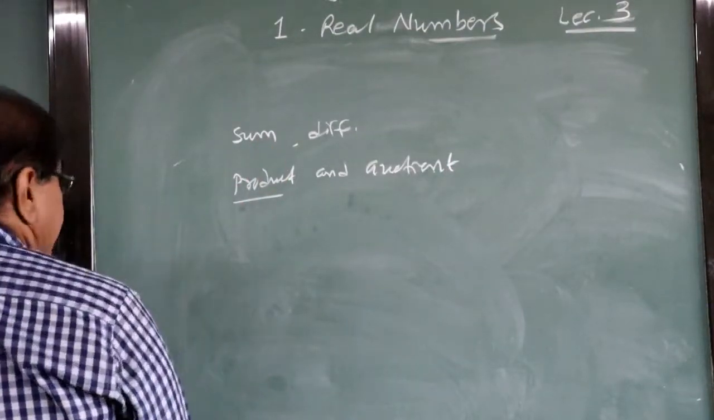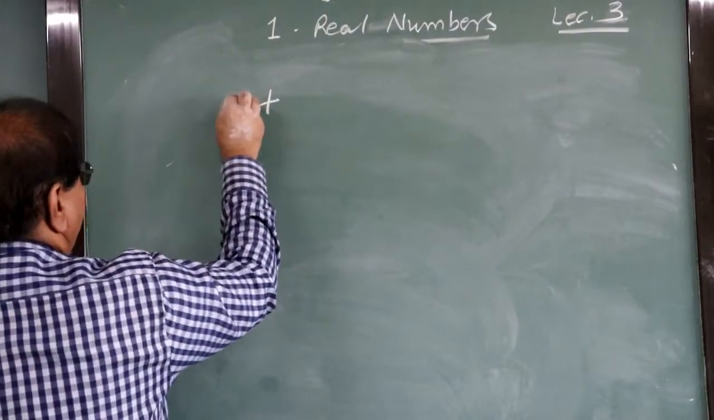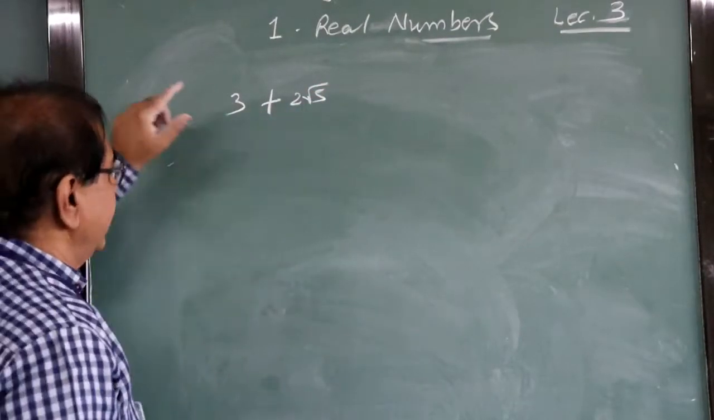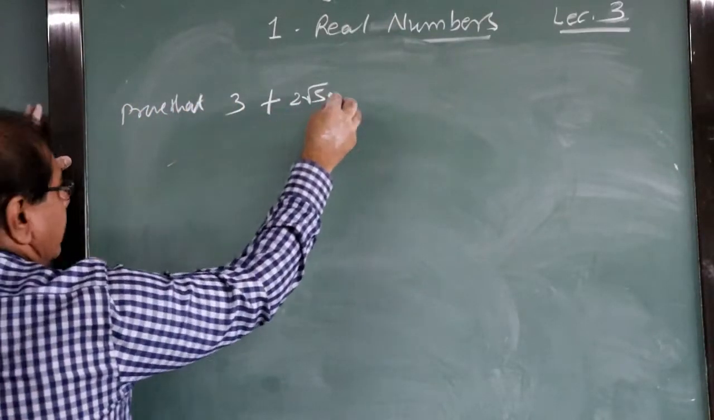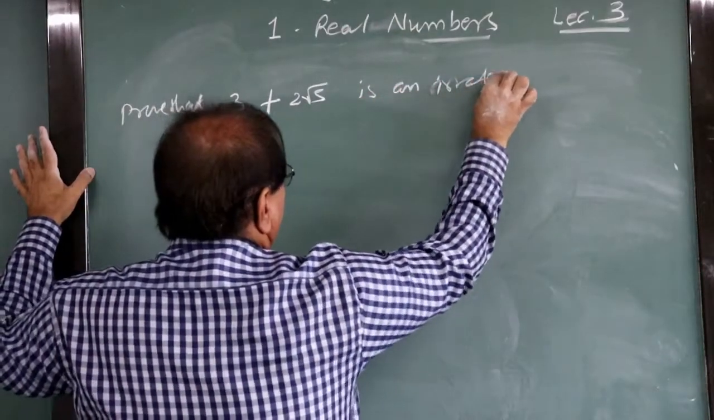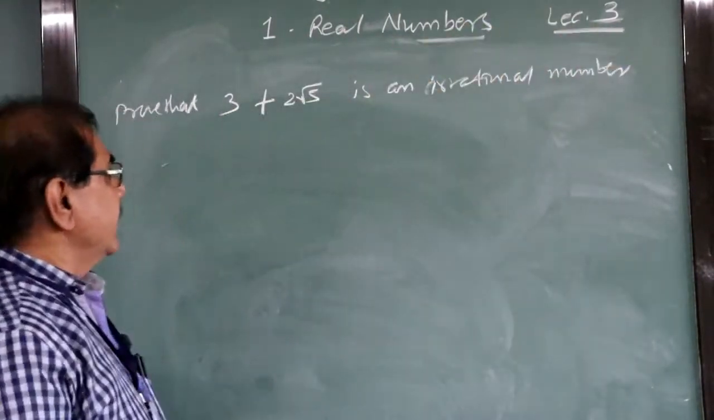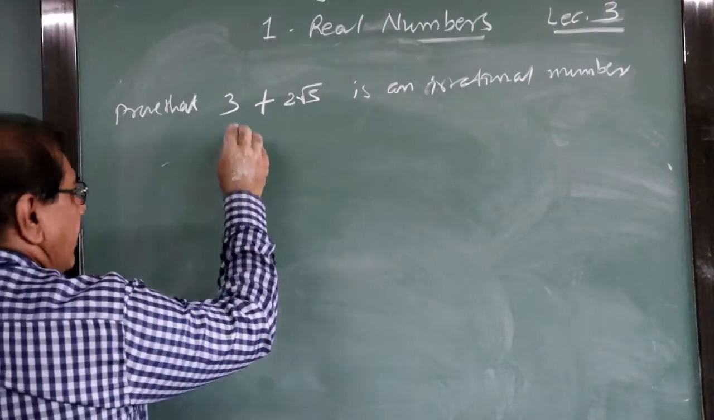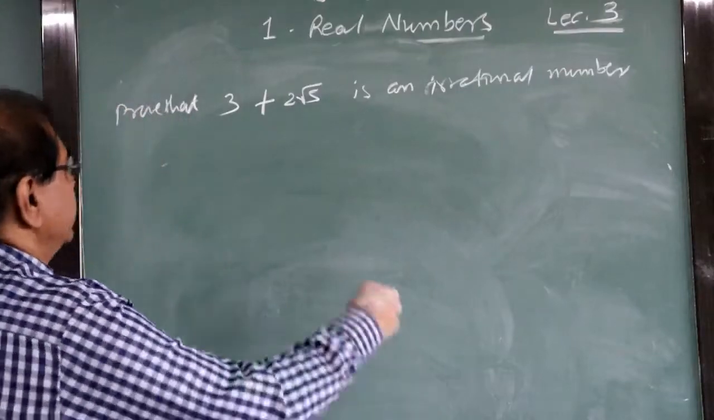So this is the fact that we use for such examples, sum of one rational and one irrational: 3 plus 2 root 5. We have to prove that 3 plus 2 root 5 is an irrational number. Clear? So again we use the same method of contradiction. We want to prove 3 plus 2 root 5 is irrational. We assume that, suppose it is a rational number.